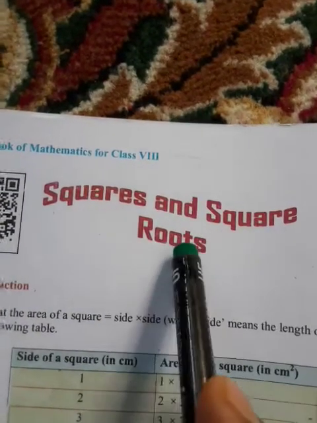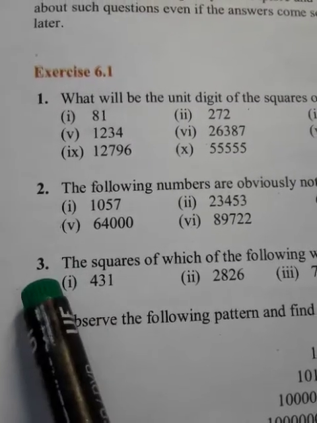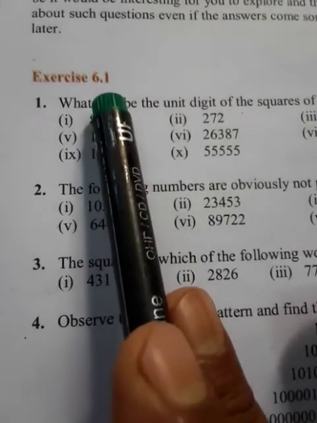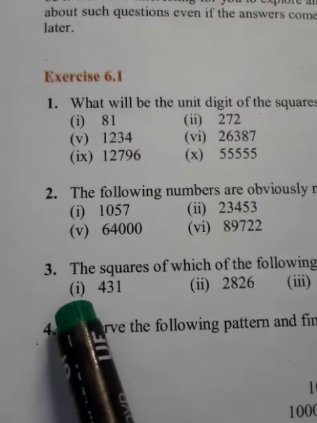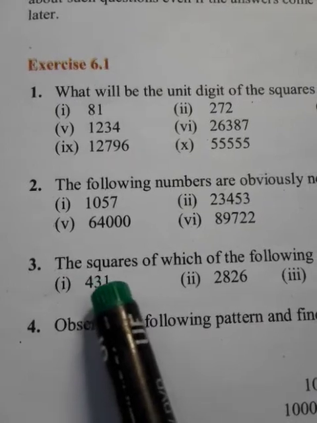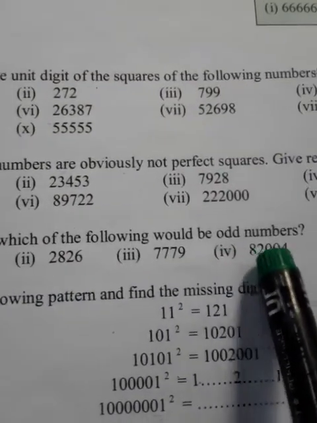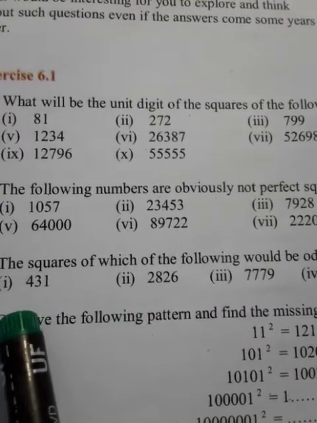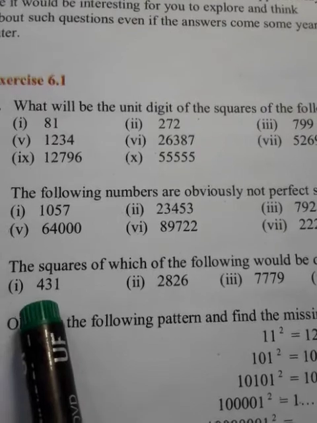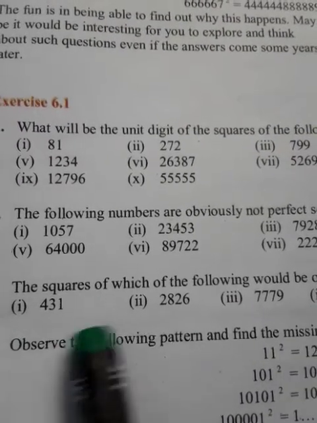Squares and square roots. Dear students, look at question number 3. It is exercise 6.1 on page 103. The question states: the squares of which of the following would be odd numbers. So we have to mention the squares of which of the following numbers would be odd.